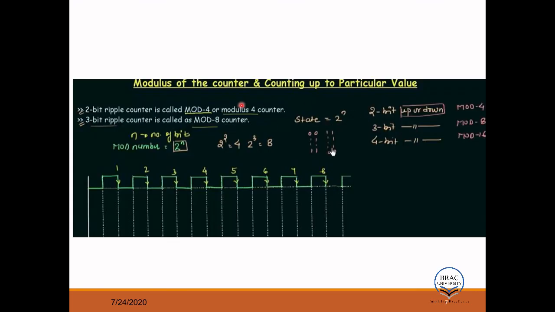So the counter can be defined as 2 bit, or it could be mod 4. It could be up and down both, right? So 2 bit up down or mod 4 counter, 3 bit up down or mod 8 counter, 4 bit up down or mod 16 counter. So this is the concept. So instead of saying 2 bit or 3 bit counter, in the exam you may be asked for a mod 4, mod 8 or mod 16 counter as well. Okay, so there will be some question.